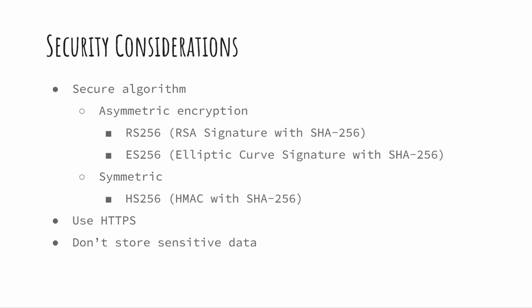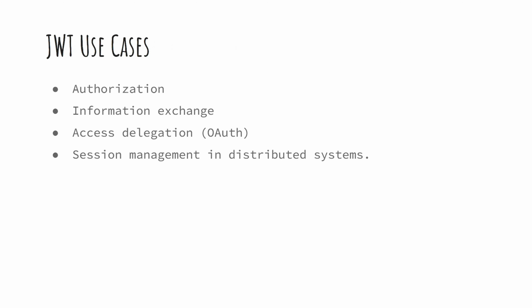Because JWT is regulated by RFC 7519 and is scalable, stateless, and flexible, it is used for such things as authorization, information exchange, access delegation, for example OAuth, and session management in distributed systems. JWTs are a powerful tool for securing APIs. Let's learn how to use it in your project to protect the resources and authorize user access in the next video.